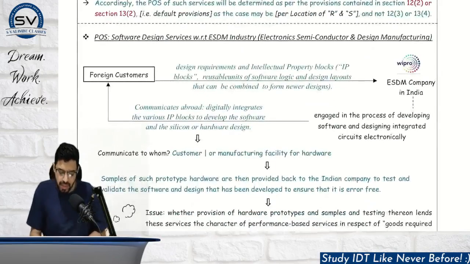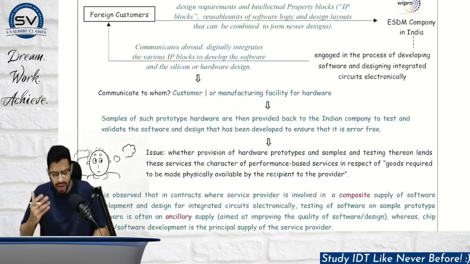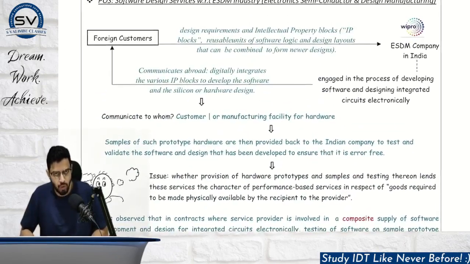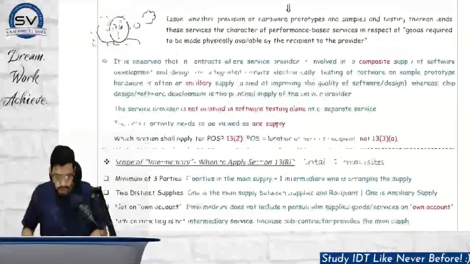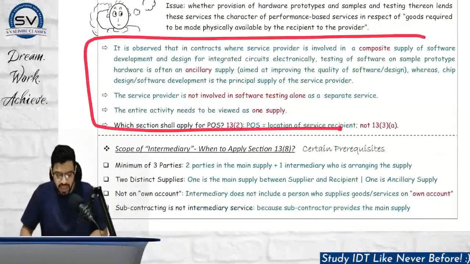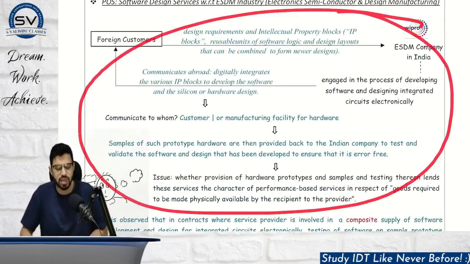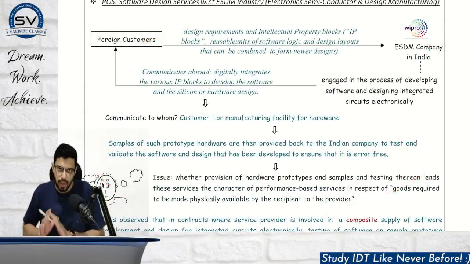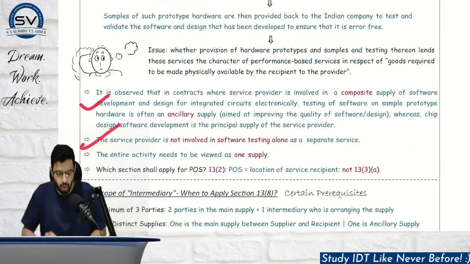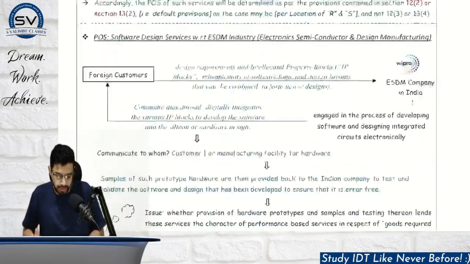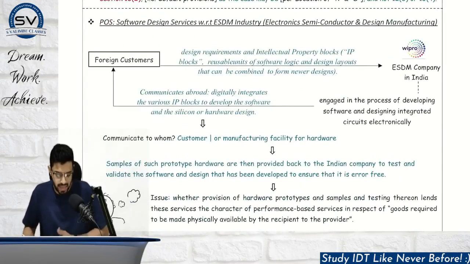Next clarification is with respect to the ESDM industry, that is electronics, semiconductor and design manufacturing. The backdrop and the process of what actually happens is given in some detail. We have covered that in flowchart form so that it is easy to understand, but the main point with respect to GST is covered in these last 2 paragraphs. But for understanding that, we have to just go through this flowchart once. From the paper point of view, you need to focus more on these last points. Let's see what happens in this ESDM industry.